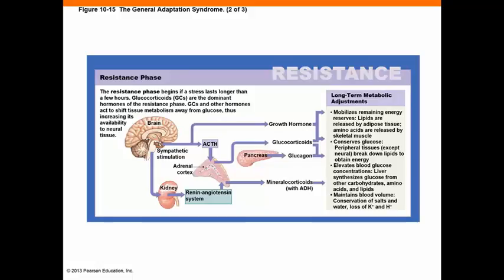In order to maintain and even elevate the blood glucose concentrations, the liver is going to synthesize glucose from other carbohydrates like glycogen and amino acids and lipids. To maintain blood volume, salts and water and other electrolytes will be conserved.